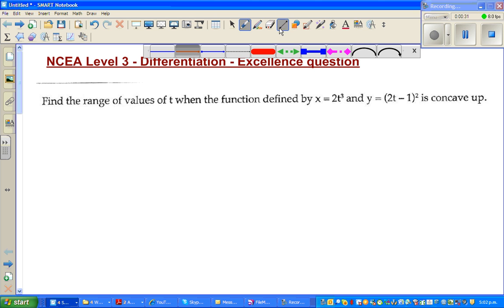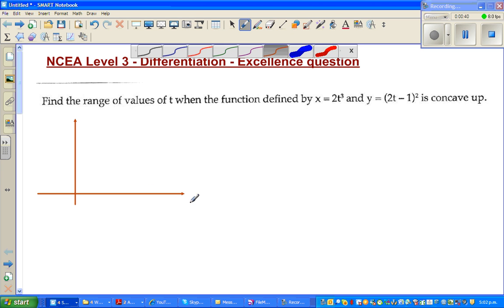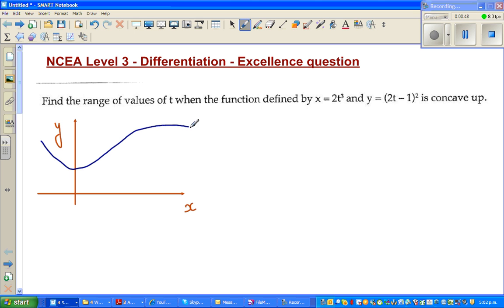So let me explain what is concave up. Suppose this is your x-axis and this is your y-axis, and you have a graph like this somewhat. Now here, this point is very crucial. This point is called the point of inflection. Now this part of the curve is called concave up, and this part of the curve is called concave down.